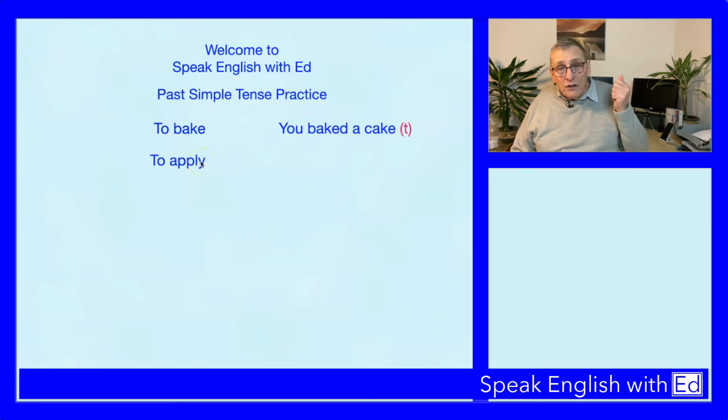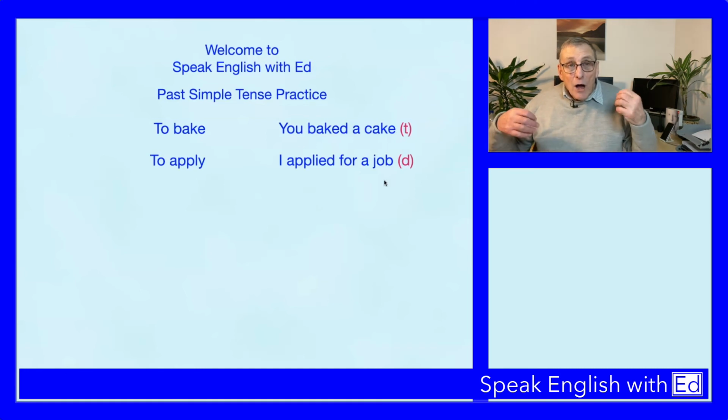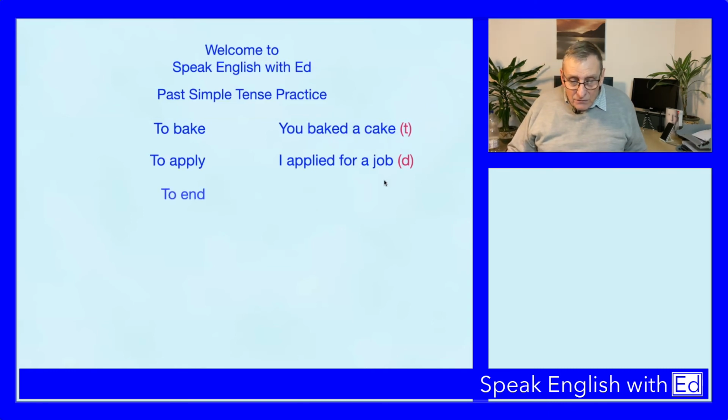We've got a rule for a verb that ends in a letter Y. Can you remember? Can you do it? You change the Y into an I and then add ed. So we changed the Y into an I and we added ed. I applied for a job. He applied for a job. She applied to go on a training course. The past tense of apply is applied, and it's a D ending sound.